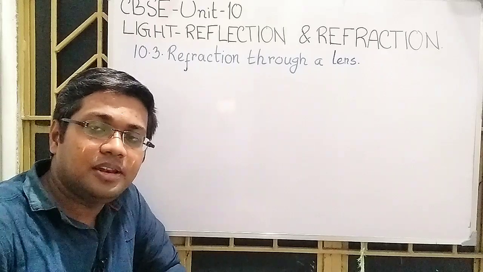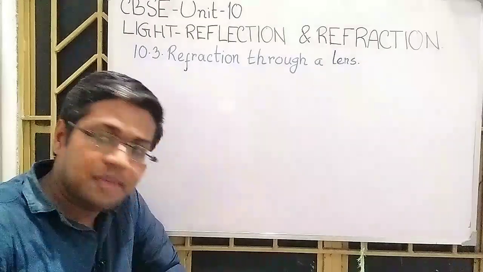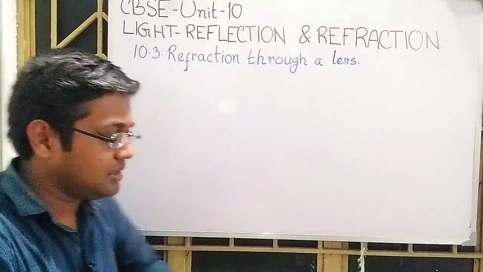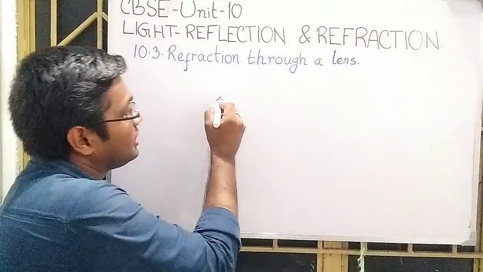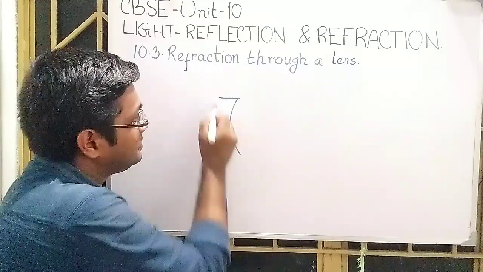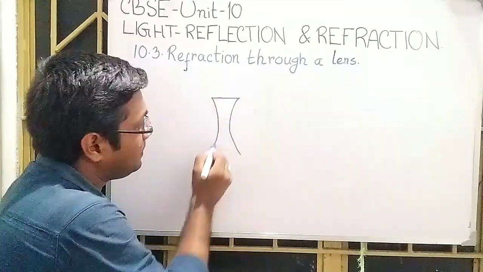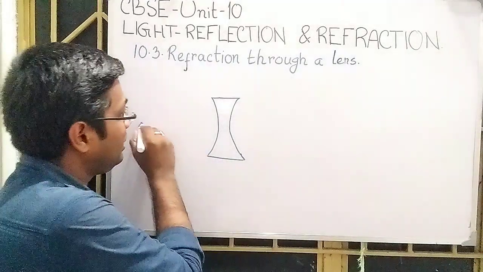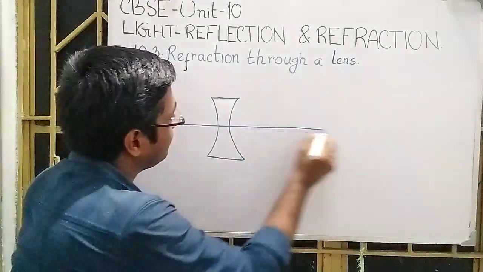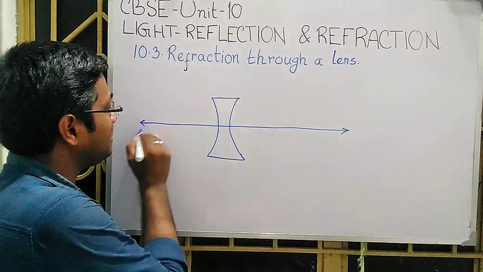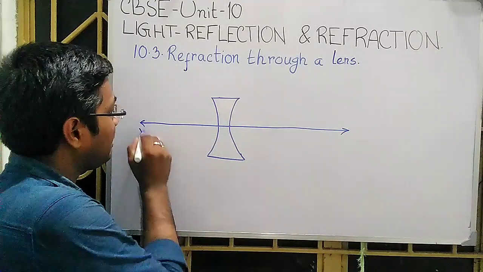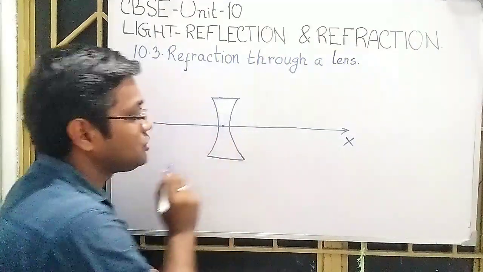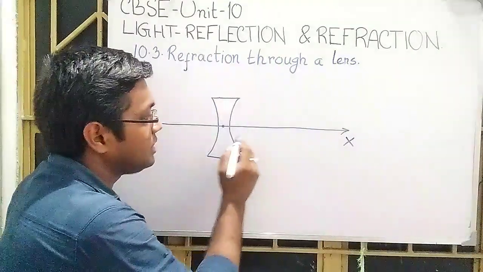In this video we will learn how to draw the image diagram in the case of a concave lens. This one is a concave lens. In the case of a concave lens, this is the principal axis, X prime and X. This one is the optical center of the concave lens.